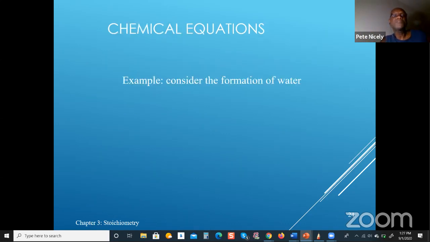Okay, so let's consider a simple example, an equation for the formation of water from hydrogen and oxygen, all right? So the first thing you need to do is write down the symbols of the reactants and products. So the reactants are on the left, the hydrogen and oxygen, and the product, one product in this case, water, H2O, right? So that's the first step.